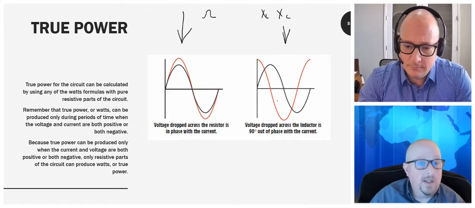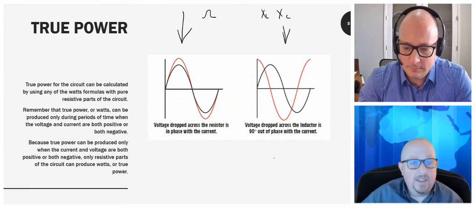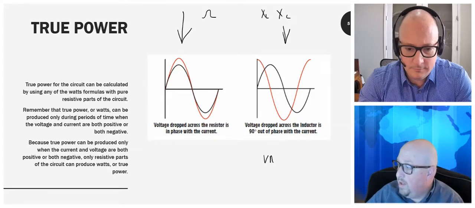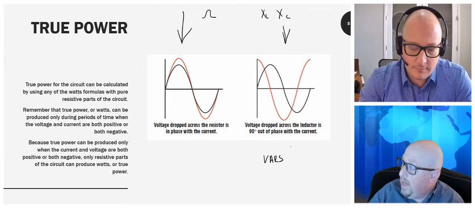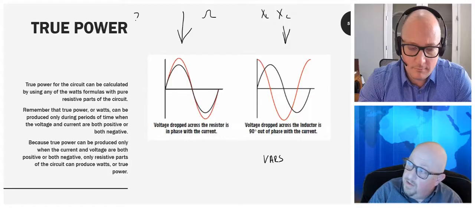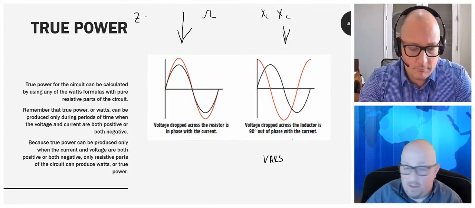Explain the difference between the X of L, the X of C, and when we're talking about VARs, right? So I've got current leading or lagging. That's more an issue of my impedance, right? In this picture.